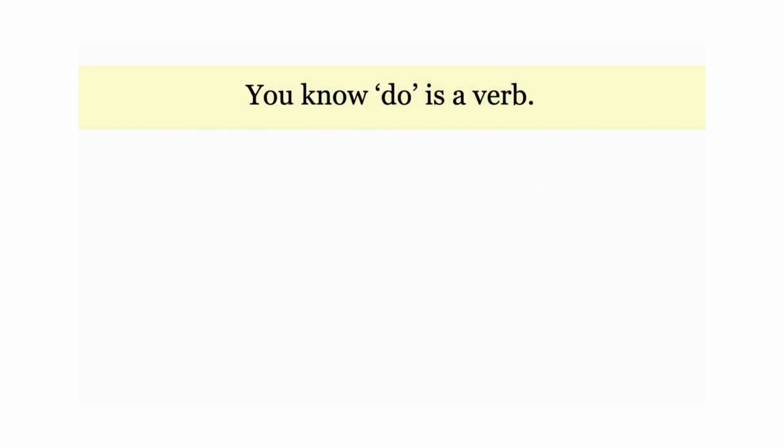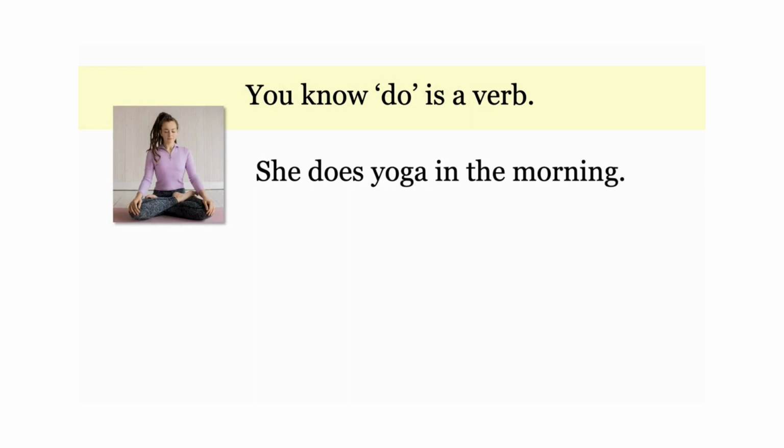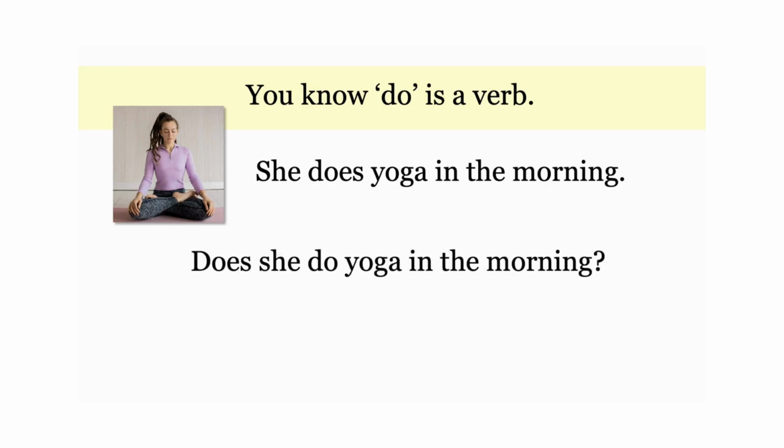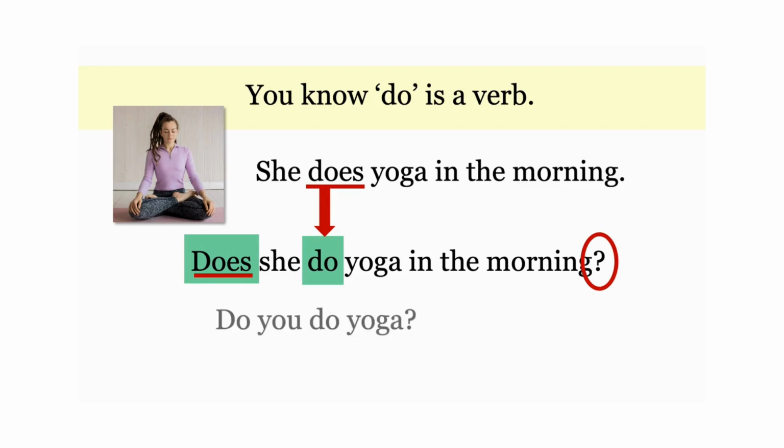Okay, you know do is a verb. Here's a sentence. She does yoga in the morning. Does here is the main verb. We say do yoga. Let's make this a question. Does she do yoga in the morning? Okay, now we have does and do. And does is used to ask the question, and do is the main verb for yoga. So this does here is this do in the question. And this does here is just the does that we use to ask the question. It can be confusing. It may sound strange, but I can ask you, do you do yoga? And now we have two do's in one sentence. But again, the first do is to ask the question, and the second do is the main verb.